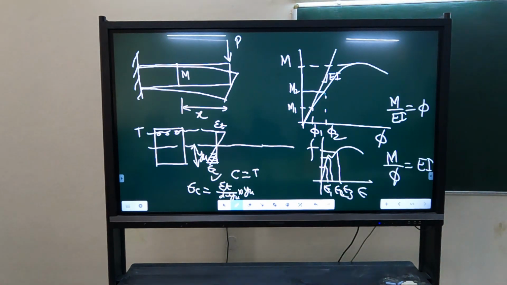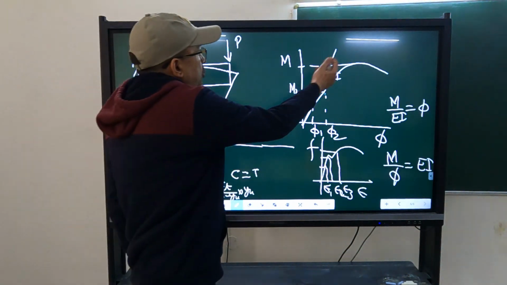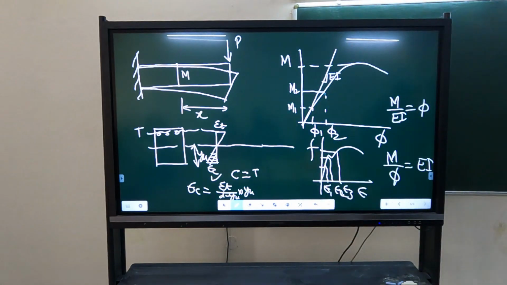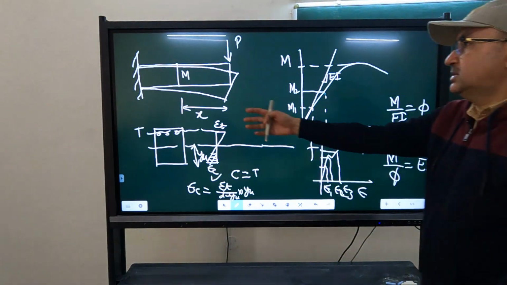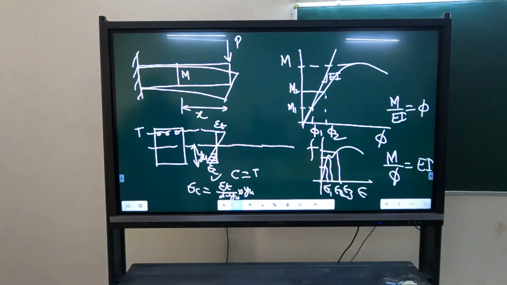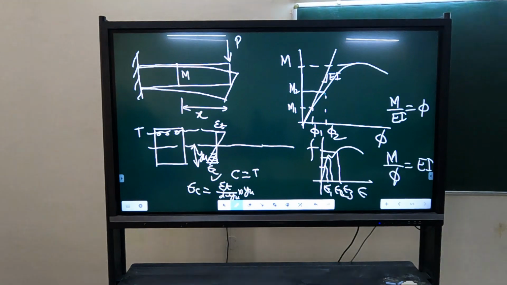Okay. Now I told you that the slope is not the same. What does that mean? EI will change. EI is changing. Why is EI changing? The section is the same, so what is changing? E. Why is E changing? It is concrete only. So why will E change? Cracking. It is changing because of cracking.